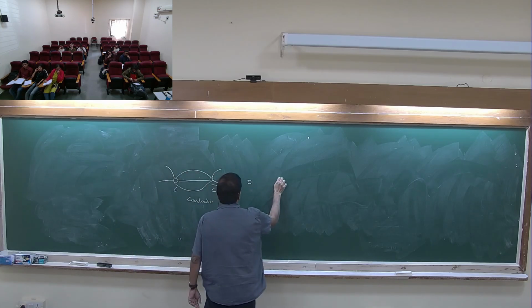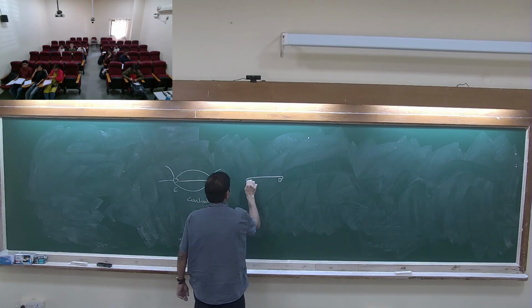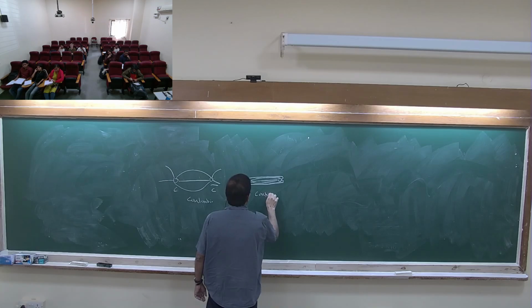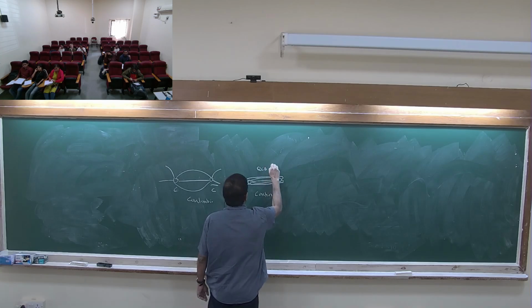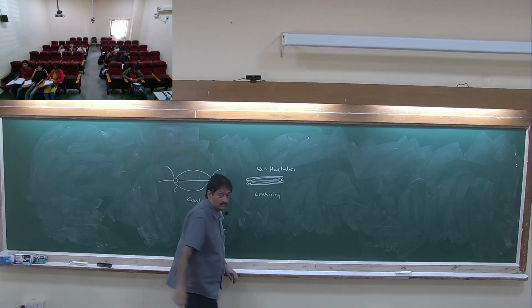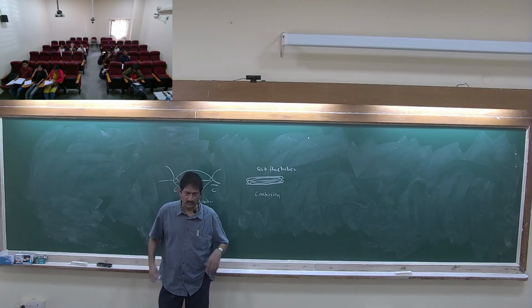Or you can have the situation where a line comes, but it's actually attracted and comes back here. So this is confining. This is called a QCD flux tube. Flux of what? Chromomagnetic lines. So it's a chromomagnetic field which behaves like this.